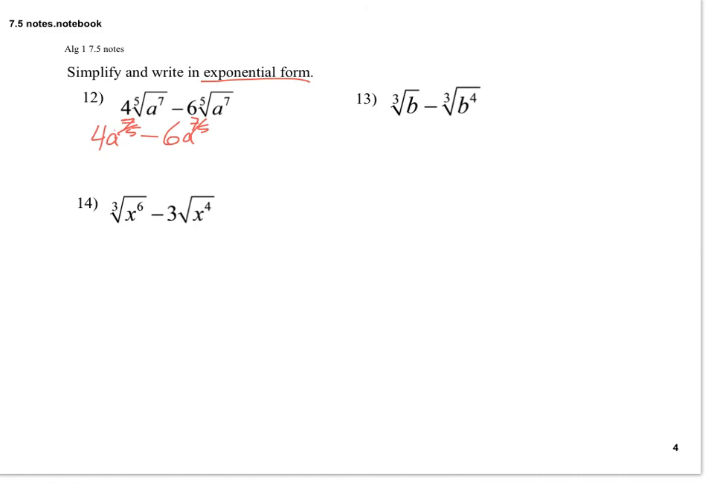And if I think about that, it's kind of like if I was going to subtract 4 minus 6, because those variables can kind of attach along. If I have 4 of this and I subtract 6 of the exact same thing, I'm going to have a negative 2a to the 7/5 power. All right?